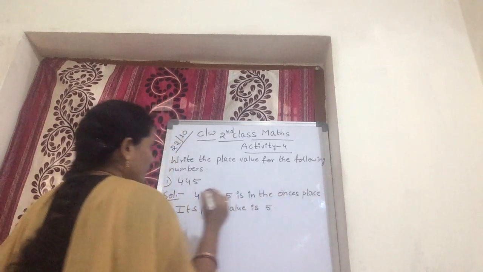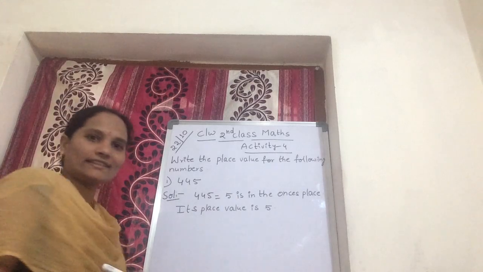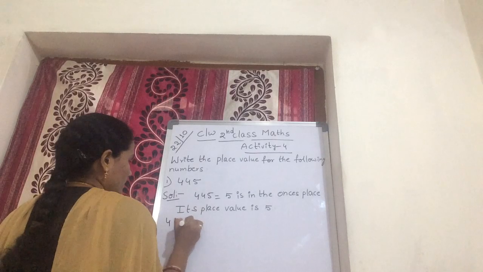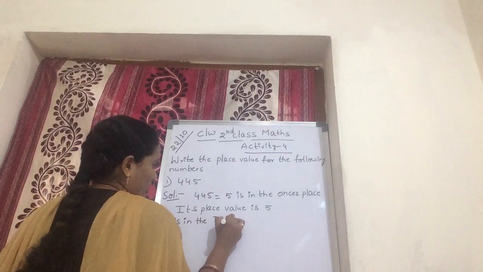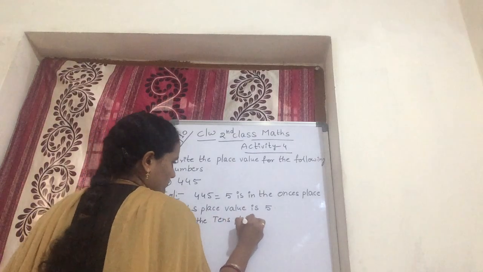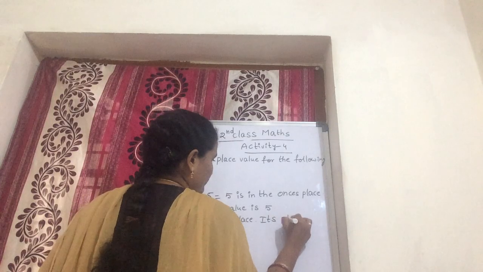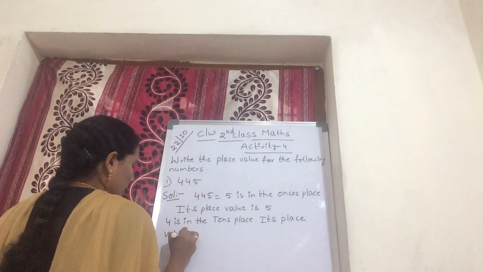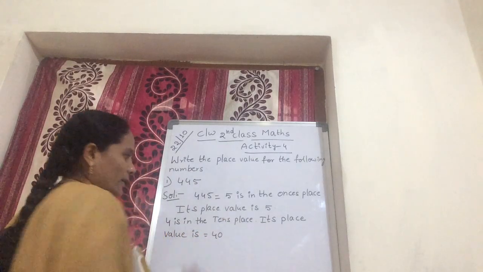Okay, children, now next, let's go to 4. 4 is in the tens place, and its place value is 40. What is the place value of 4 here? 40.